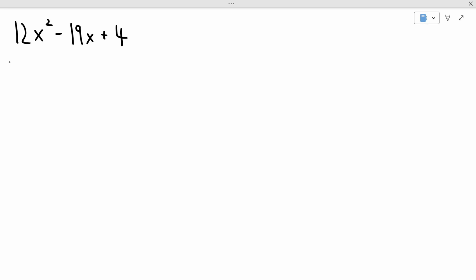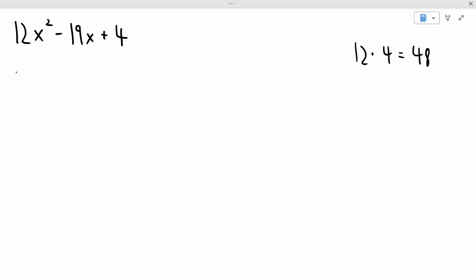Let's do another one. The first thing we need to do, as always, is to multiply the coefficients of the first and last terms, 12 and 4. So 12 times 4 is equal to 48. So this means we need to find two numbers that multiply to 48 and add to the coefficient of the middle term, negative 19. Notice how we want the two numbers to multiply to a positive number, 48, and add to a negative number, negative 19.